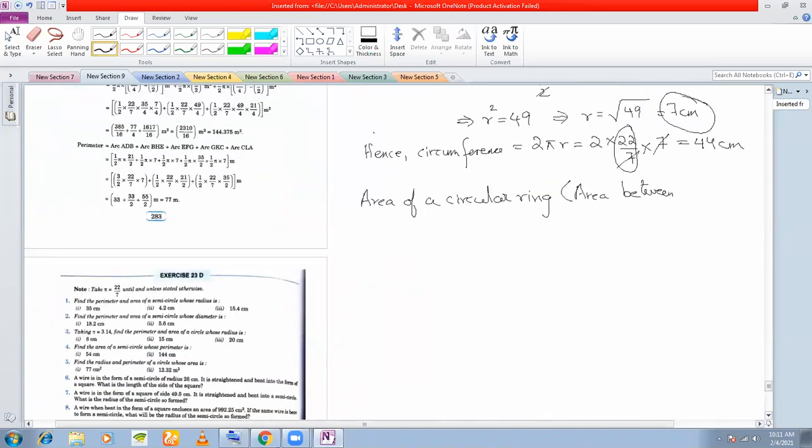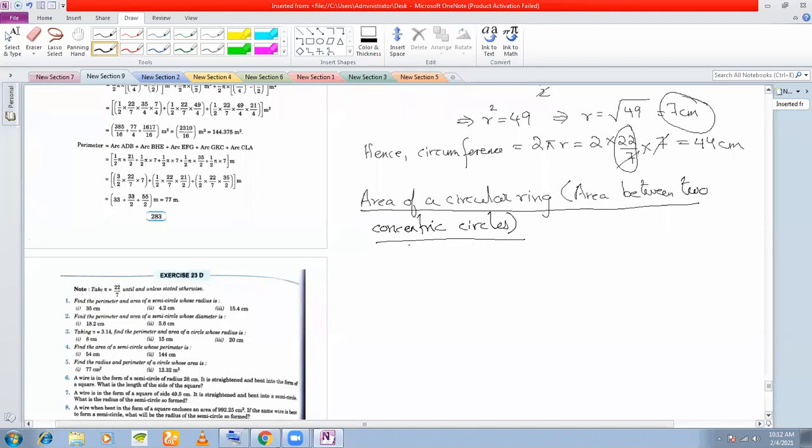Next very important concept is the area of a circular ring or area between two concentric circles. Now what do you mean by concentric circles? Concentric circle means two circles having the same center. Which sum did we do just now? This is my sum. I have given you my sum. I have not done any exercise sum till now.